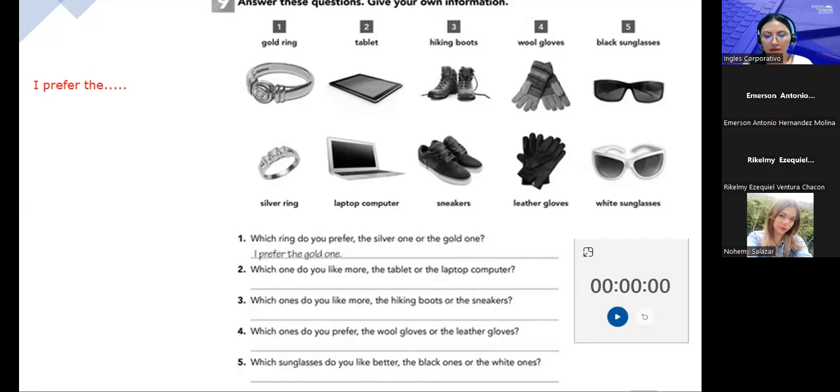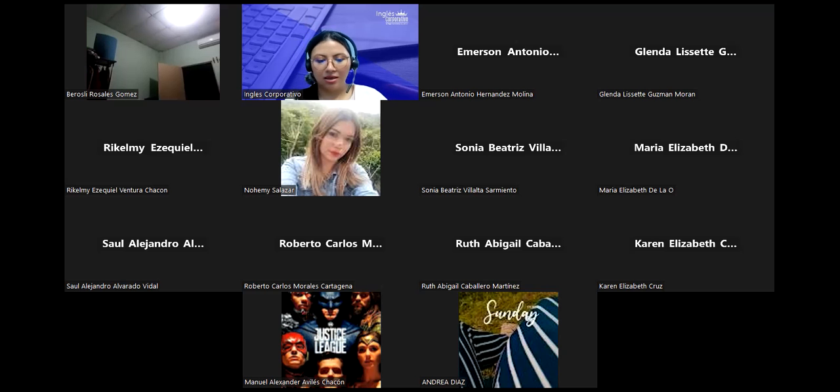Ahí está, chicos. Se acabó el tiempo. Les pregunto entonces. Let me see. Manuel Alexander, from picture number one. De la picture one. Which ring do you prefer? The silver one or the gold one?